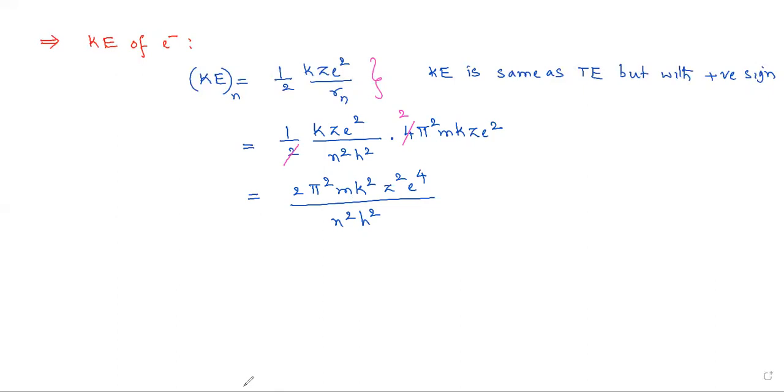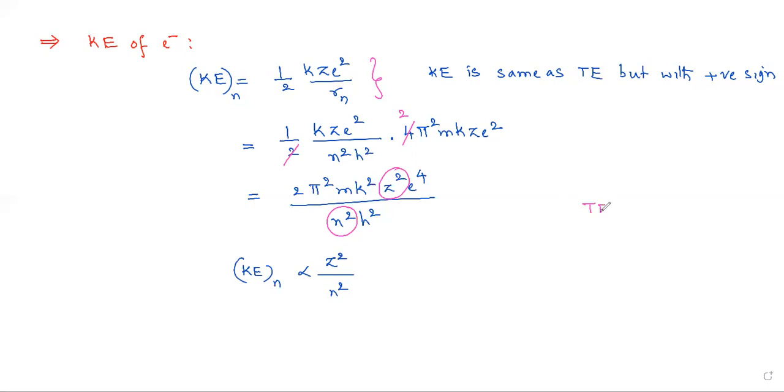Right? That is the expression for kinetic energy. Now, even here you can see that the kinetic energy of electron in the nth orbit is directly proportional to z square, inversely proportional to n square. Let me also tell you about total energy at this juncture.